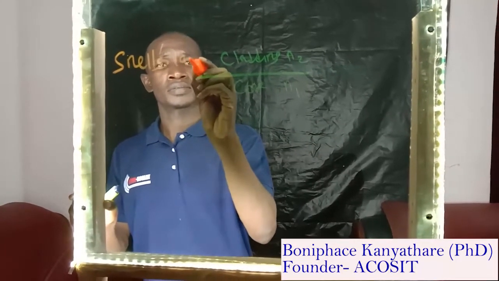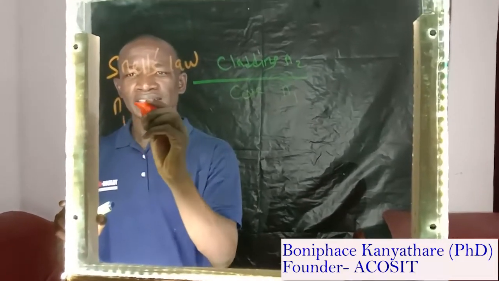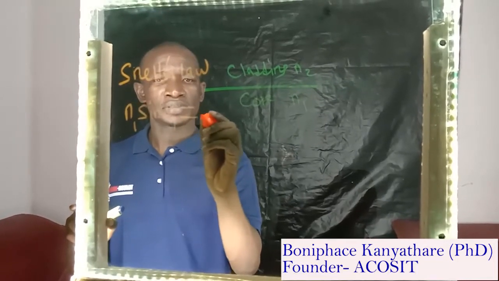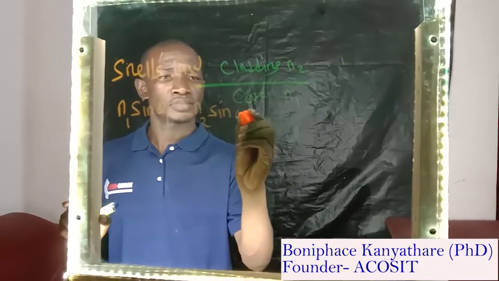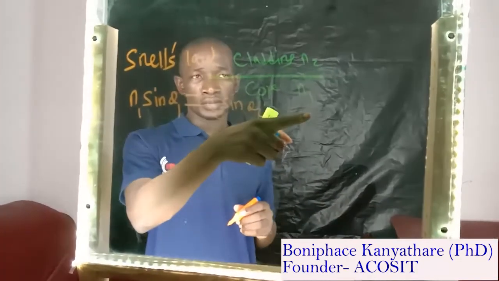Snell's law says N1 sine theta 1 is equal to N2 sine theta 2. N1 is the refractive index of the core.